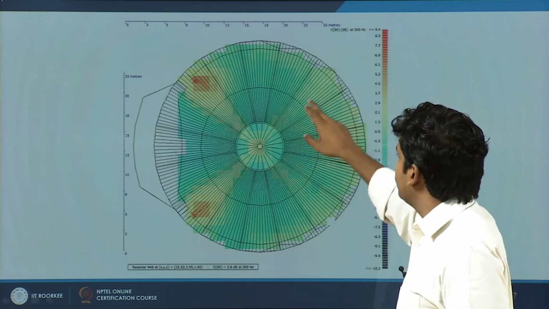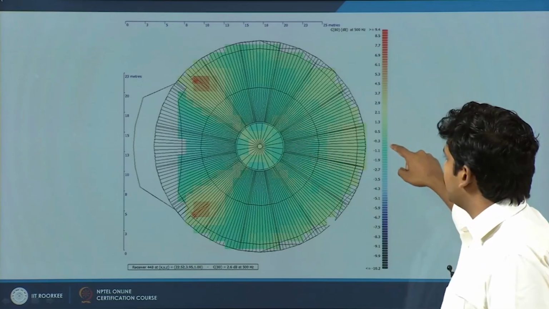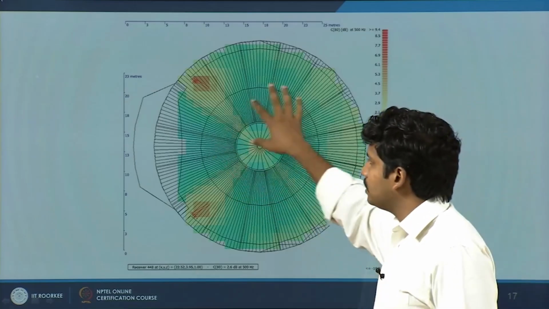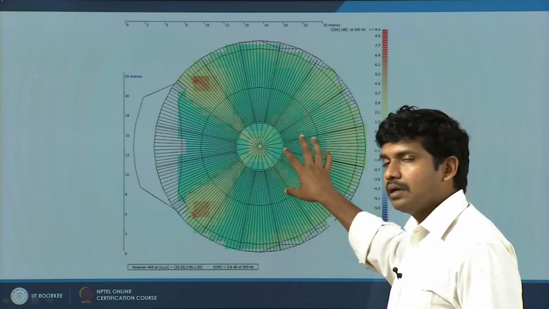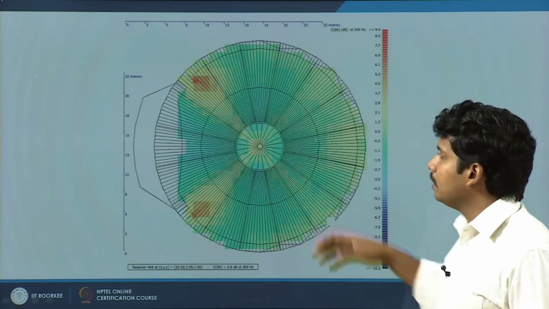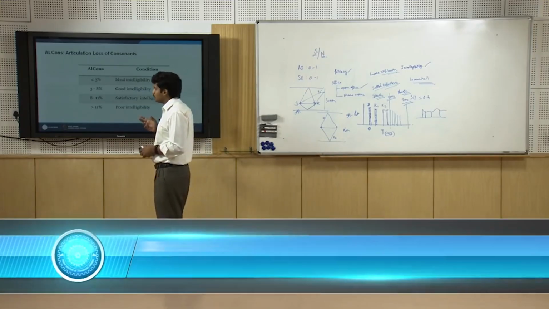But if you go towards the periphery or in the center areas, you are coming close to 0 or sometimes negative values, which means the noise levels are more compared to the signal itself, which means you have to start working out your acoustical treatment. There is another parameter which is called articulation loss of consonants.